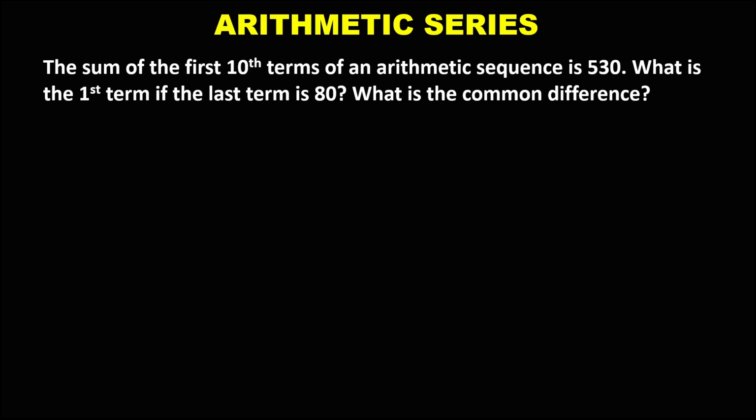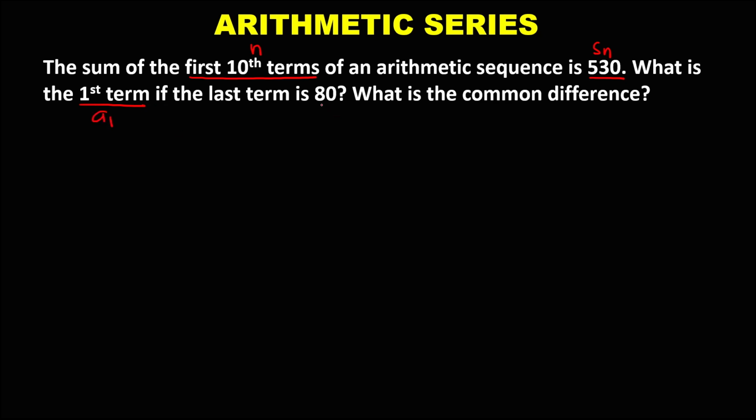So for this problem, the sum of the first 10 terms, so this is the number of terms, that's n, of an arithmetic sequence is 530. So the sum of the sequence, that's S sub n. Then what is the first term? So this is A sub 1.